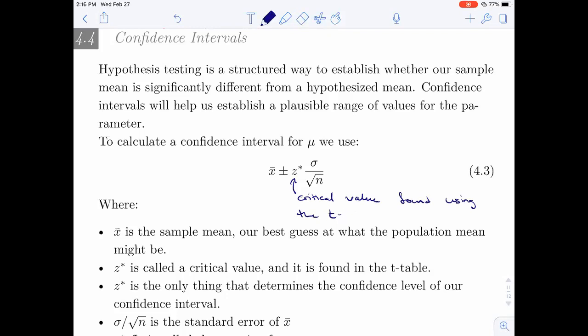Writing hunched over isn't helping. Oh well. It's also typed up, but sometimes it's nice to have the extra notes. So that's the only new thing in this calculation, because we know sigma is the population standard deviation and n is the sample size. We've also been calling sigma over root n your standard error.